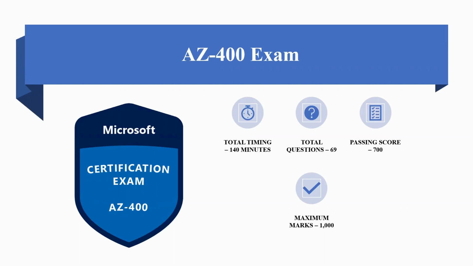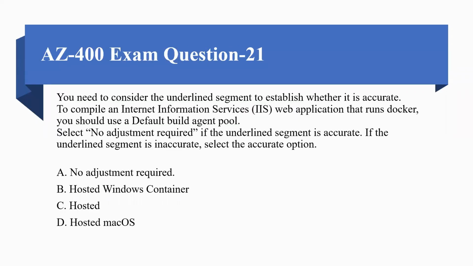Moving towards questions. Coming to question number 21, you need to consider the underlying segment to establish whether it is accurate. To compile an Internet Information Services web application that runs Docker, you should use a default building agent pool. Select no adjustment required if the underlying segment is accurate. If the underlying segment isn't accurate, select the accurate option. Options are option A, no adjustment required, option B, hosted Windows container, option C, hosted, option D, hosted macOS. And the correct option is option C, hosted.